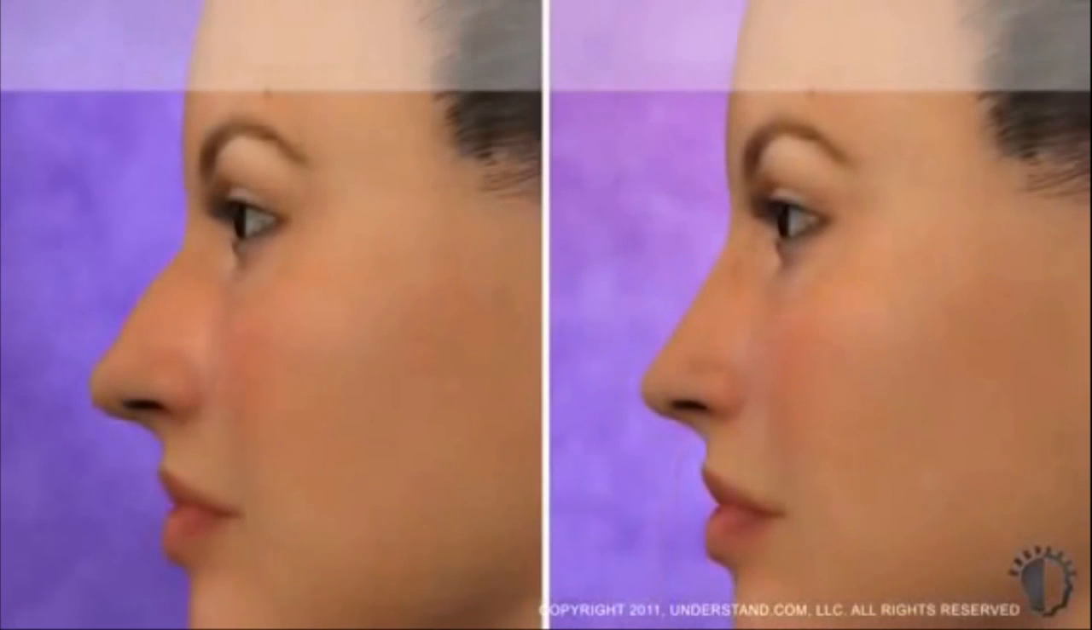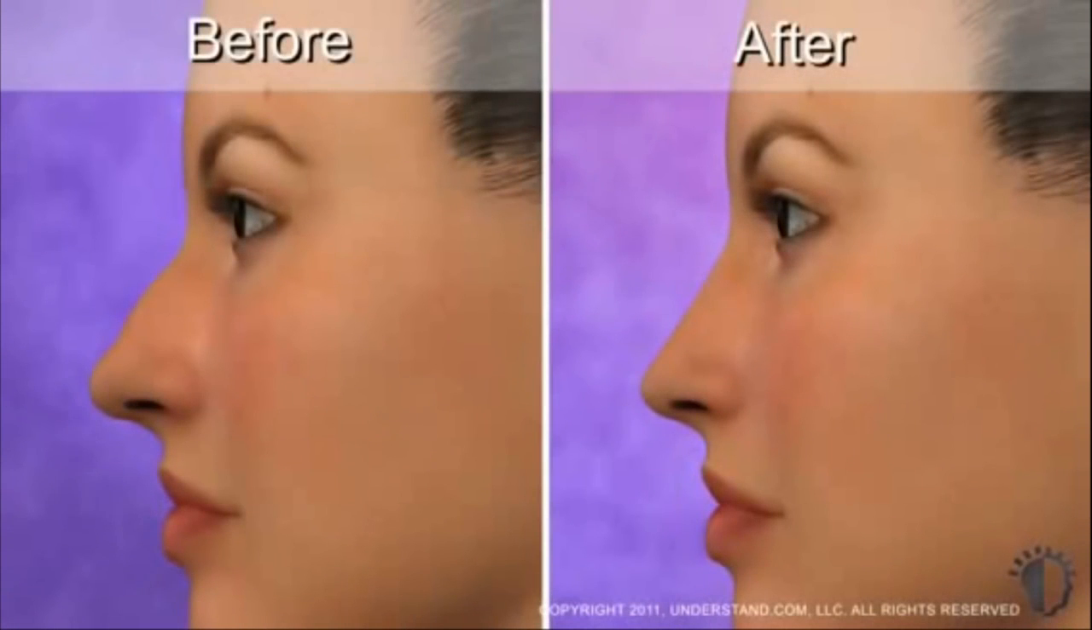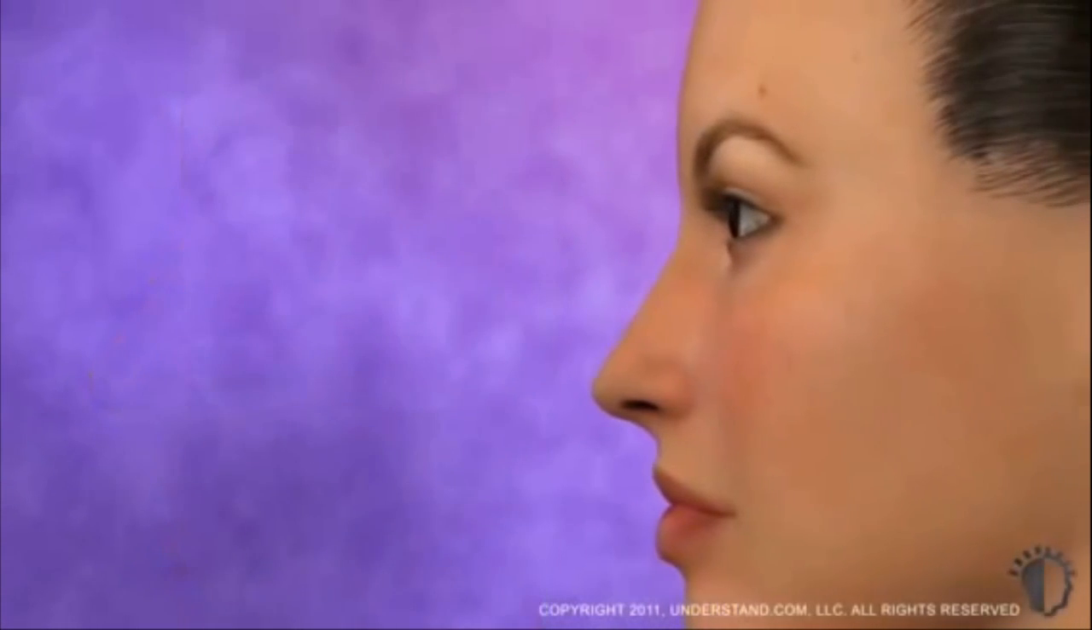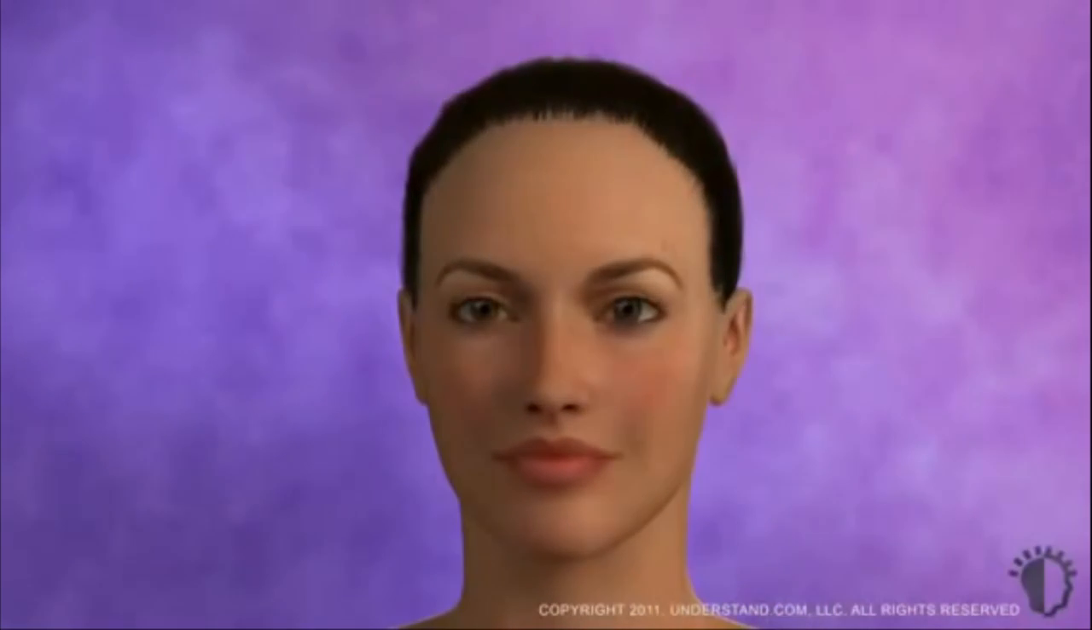While nose reshaping procedures are not intended to achieve perfection, adjusting the proportion and profile of your nose can help to significantly enhance your self-confidence.